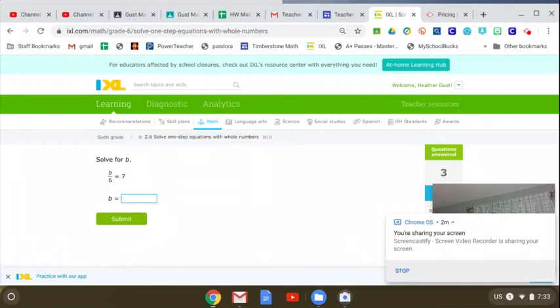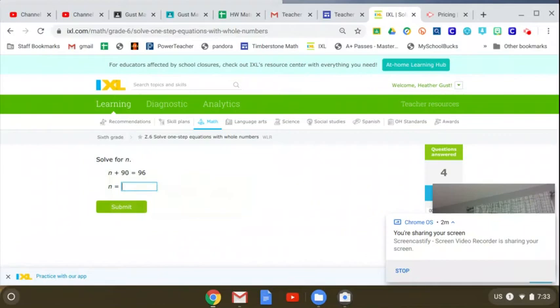And if I'm having trouble remembering that, I can look at this as the inverse, the opposite, and I can ask myself, 7 times 6 equals what? And then I'll remember that that's 42. So now it's actually saying 42 divided by 6 equals 7.